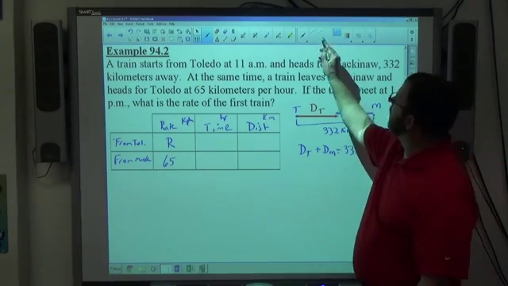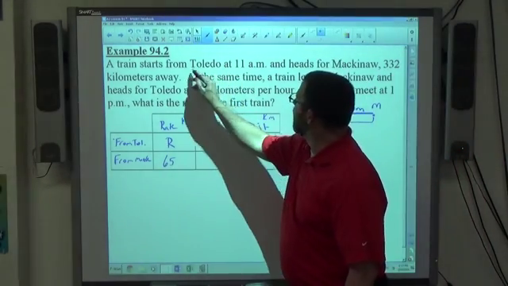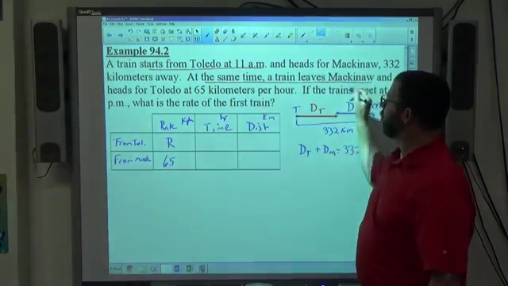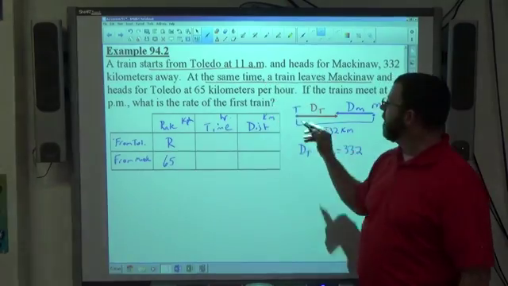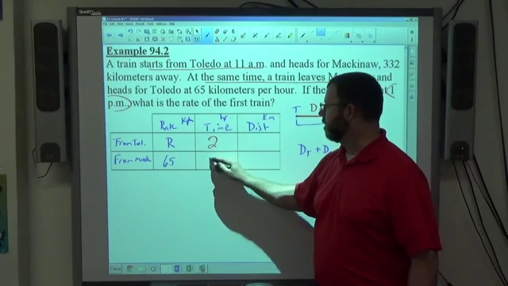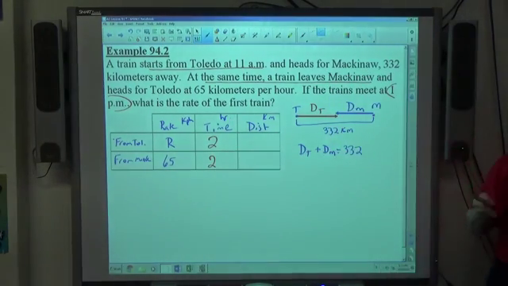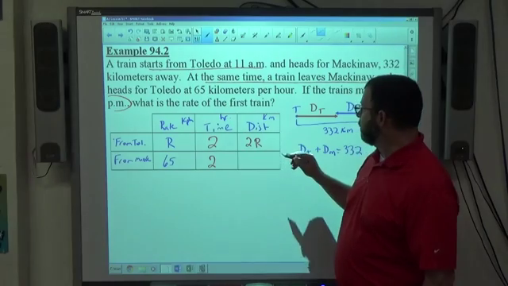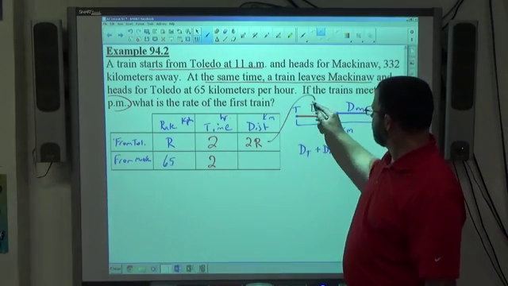And then notice that a train starts at 11 a.m. At the same time a train leaves Mackinac. So both trains are leaving at 11 a.m., right? And they meet at 1 p.m., which is 2 hours, right? So elapsed time of 2 hours. So again, when they start giving you time on the clock, that's how you establish elapsed time. From 11 to 1 is how many hours? 11 to noon is 1, noon to 1 is 2. All right. R times 2 is 2R for the distance from Toledo, so that would be this one.